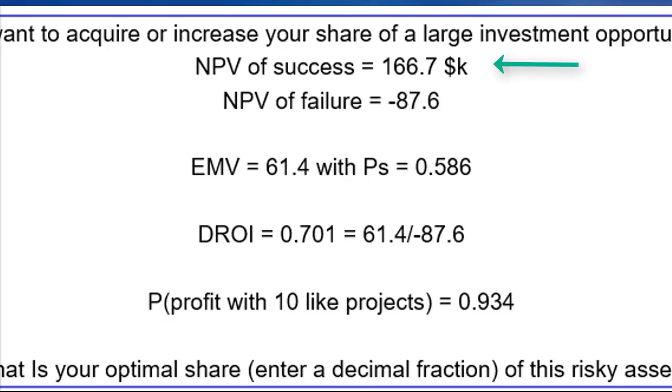At the top are NPV outcomes, $167,000 for success and minus $88,000 for failure. We assume that the NPV of failure is the investment amount. $88,000 is more than you would normally risk on any one project. The EMV is $61,000 at PS judged to be 58.6%, so the project is economic. A project like this will add, on average, $61,000 to the company's NPV.